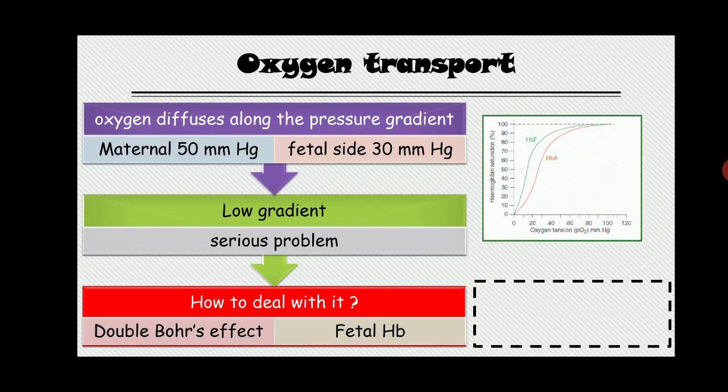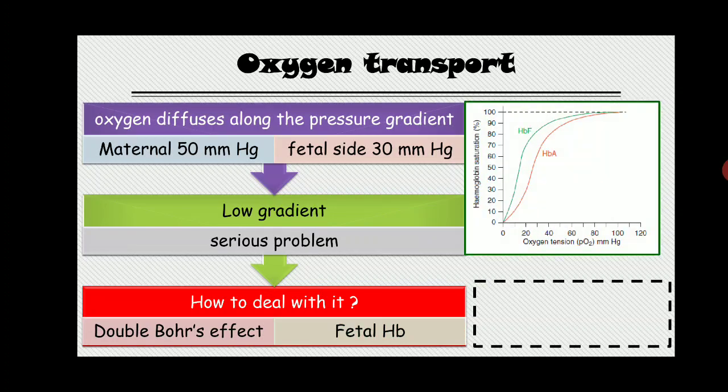This is the diagram of the oxygen dissociation curve. It compares the adult hemoglobin with the fetal hemoglobin. You guys are familiar with this diagram. Fetal hemoglobin has a higher affinity to bind with oxygen as compared to adult hemoglobin, right?